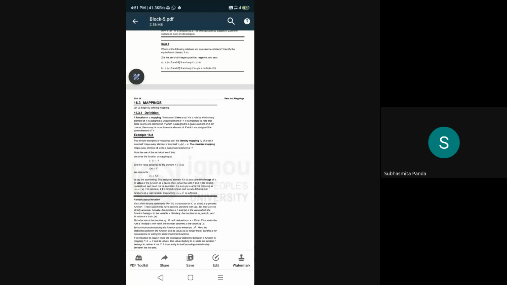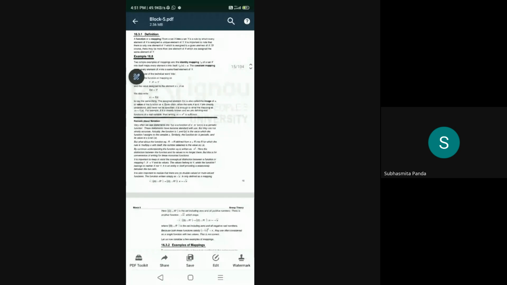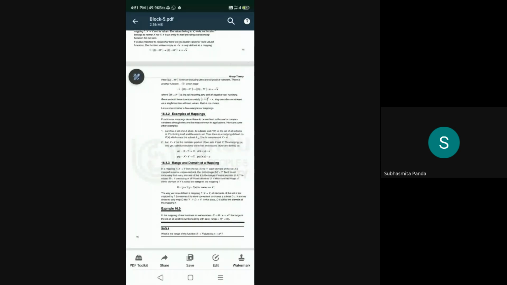And two simple examples of mapping are the identity mapping, I_X of a set X into itself, which maps every element x into itself. The constant mapping maps every element of X into the same fixed element of Y. Okay.